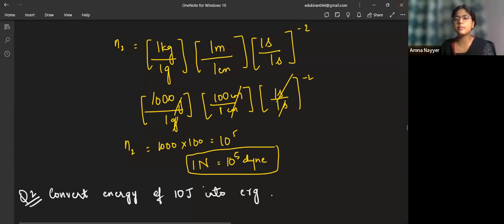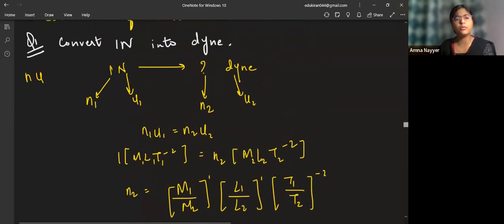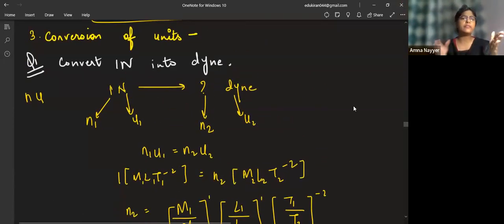I'm just repeating the steps because these are the steps that we have to repeat in every question. Just write N1 U1 is equal to N2 U2. After writing N1 U1 is equal to N2 U2, put the values of N1 U1 dimensionally. N1 will be a constant, so just put in the number. N1 will be whatever number is given. U1, you will put in the dimensions.